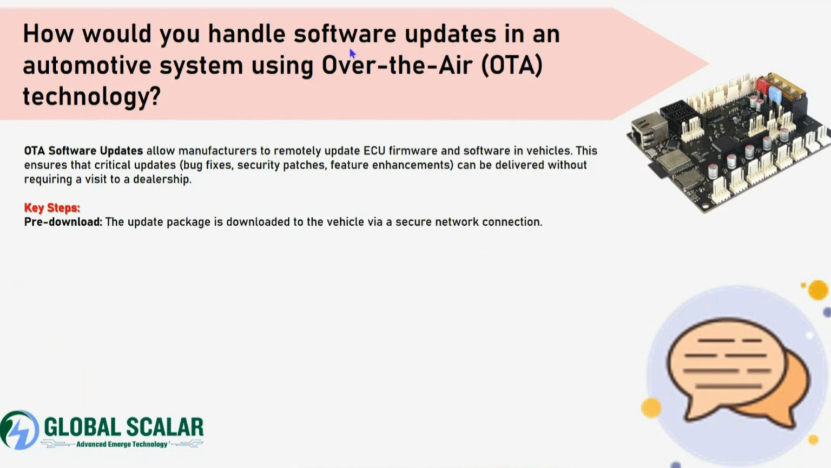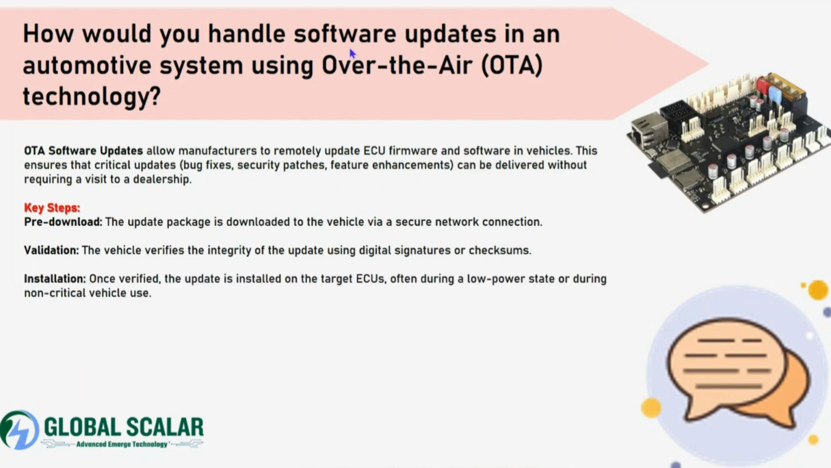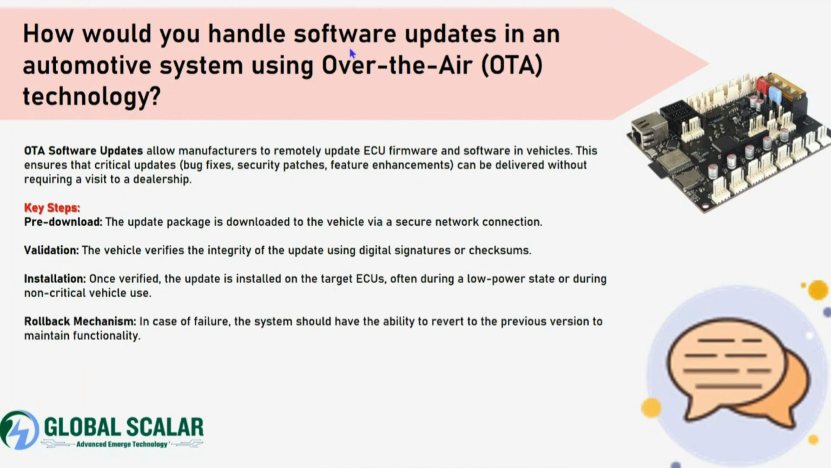What are the key steps? First, download: the update package is downloaded to the vehicle via a secure network connection. Validation: the vehicle verifies the integrity of the update using a digital signature or checksum. Installation: once verified, the update is installed on the target ECU, often during a low power state or during non-critical vehicle use. Rollback mechanism: in case of failure, the system should have the ability to revert to the previous version to maintain functionality.